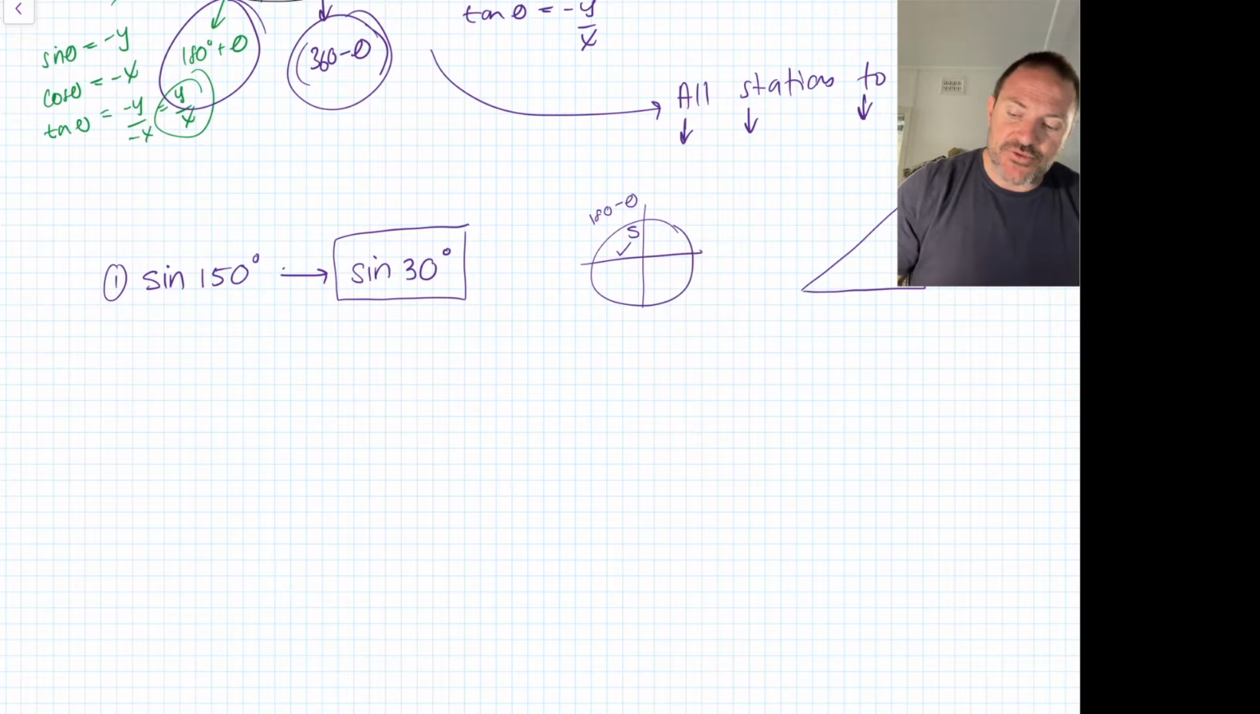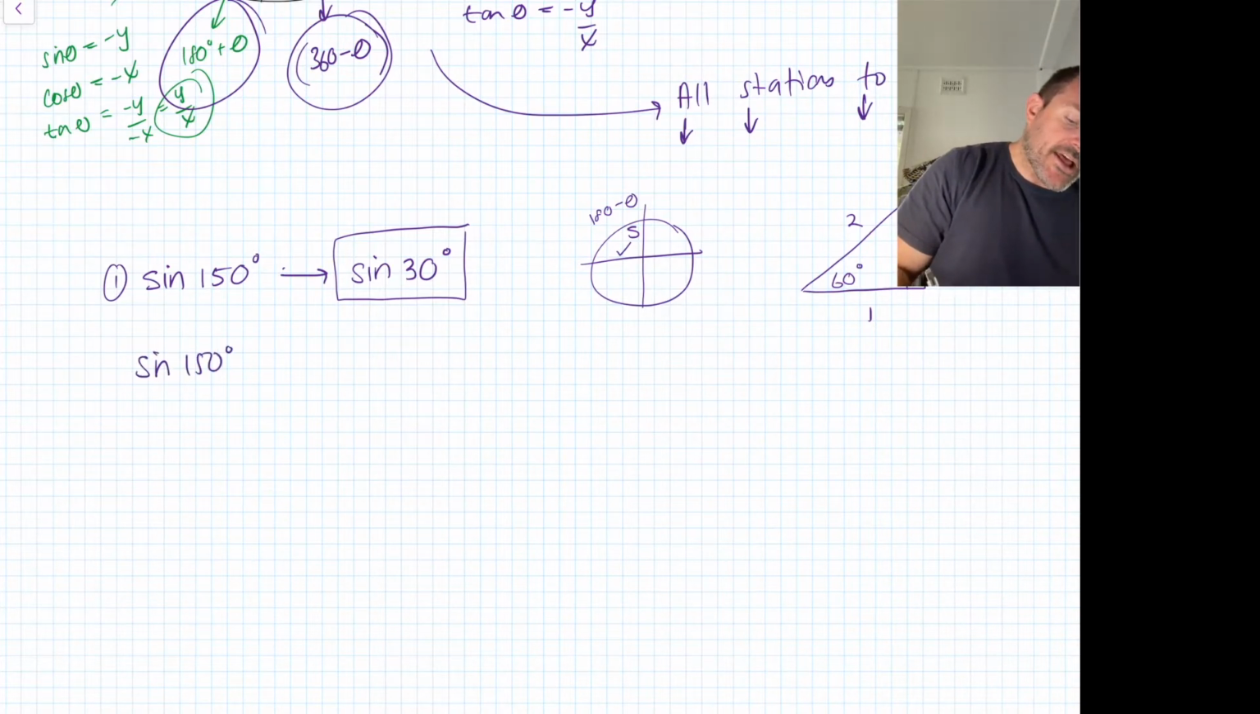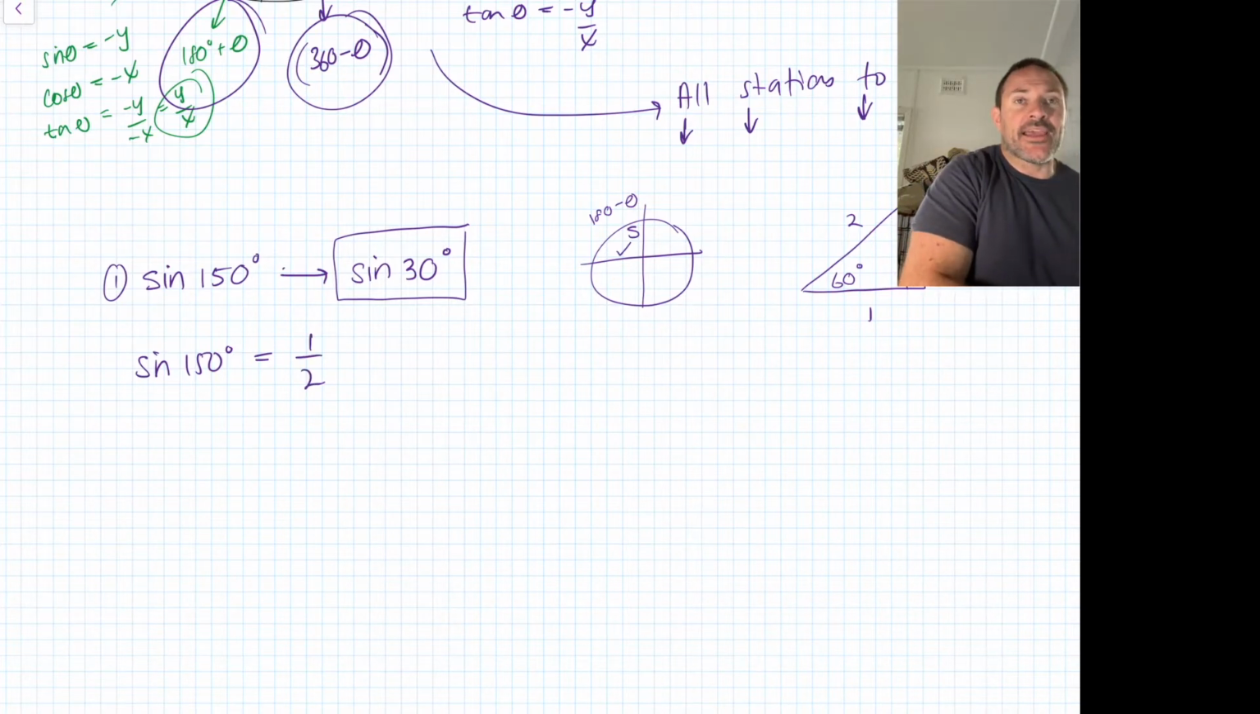So I come back to this right angled triangle, 60, 30, with sides 1, 2, root 3 for my exact values. Sine 30 is 1 over 2. Therefore, sine 150 degrees equals 1 over 2. I'll go to my calculator now. I'm going to type in sine 150 degrees. And I press answer, and there you go.